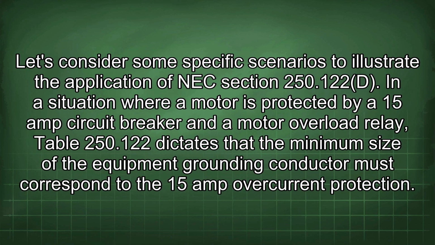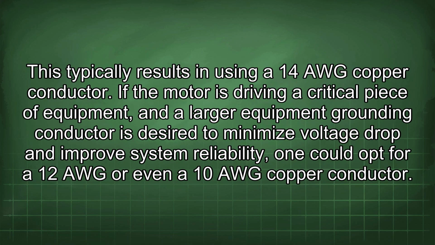Let's consider some specific scenarios to illustrate the application of NEC section 250.122(D). In a situation where a motor is protected by a 15 amp circuit breaker and a motor overload relay, Table 250.122 dictates that the minimum size of the equipment grounding conductor must correspond to the 15 amp overcurrent protection. This typically results in using a 14 AWG copper conductor.